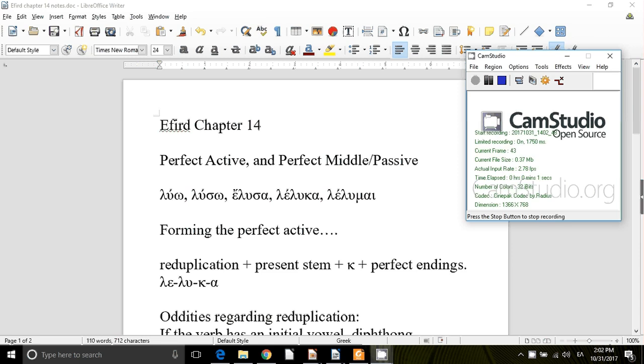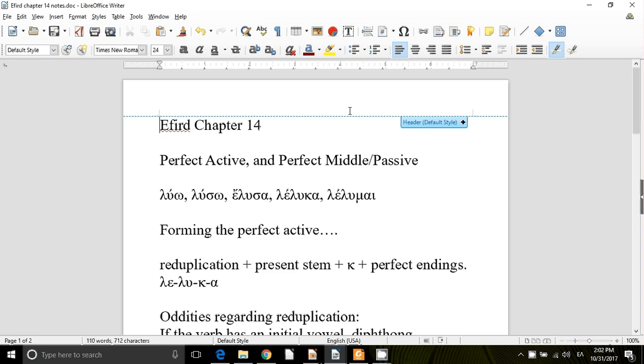Welcome back to Greek, and lesson 14 in effort is yet another action-packed lesson. We're going to learn the perfect active principal part of the verb. In this lesson we're going to get up to 5 of our 6 principal parts.